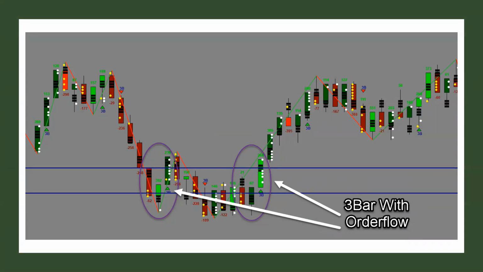You can see that price came into the levels and rejected out of them with 3-bar completions with a ton of order flow at a level of support.